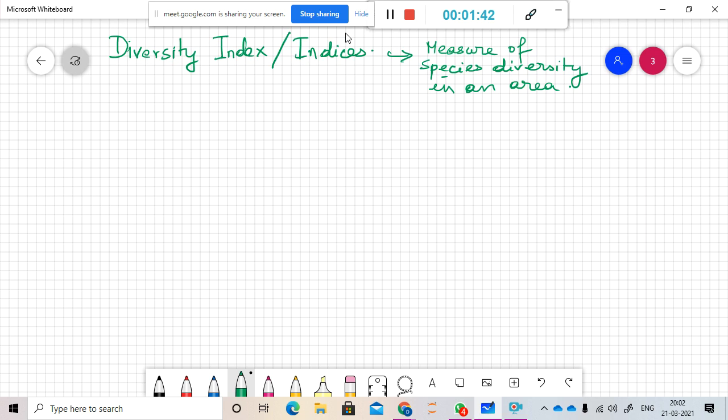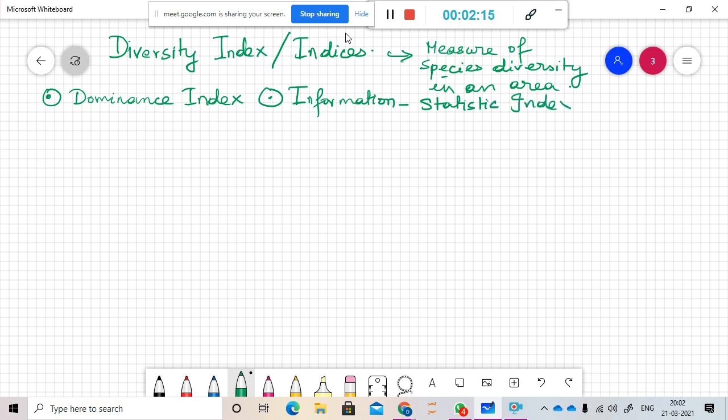So there are two main types of diversity indices. The first one is known as the dominance index or indices. And the second one is known as information statistic index.